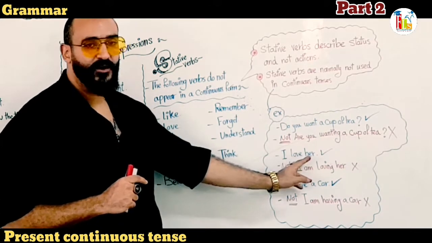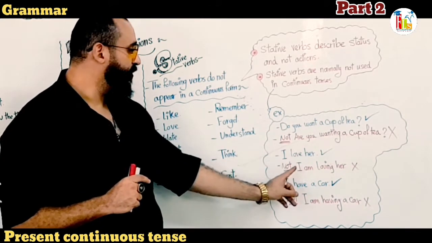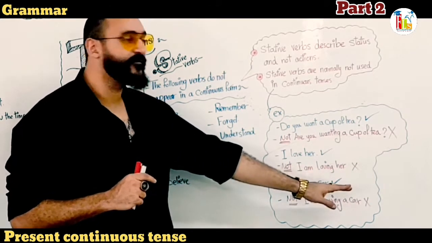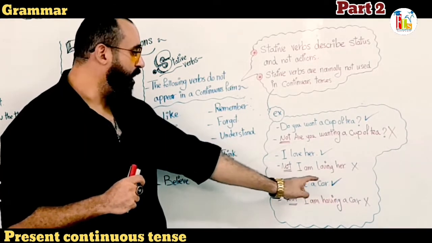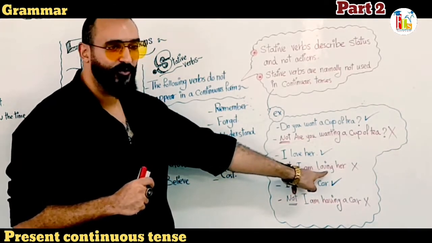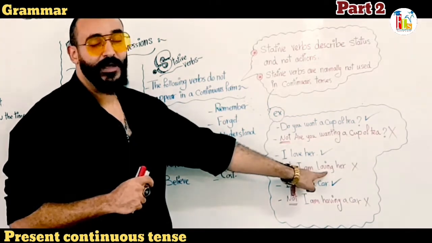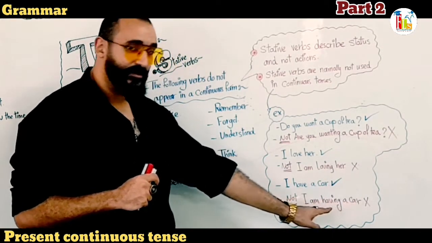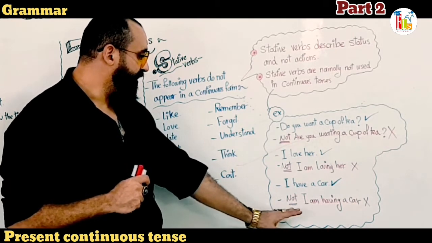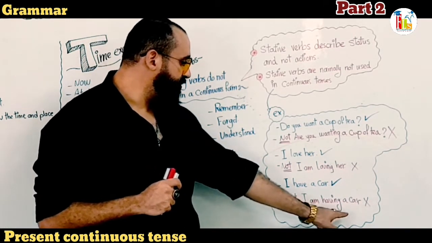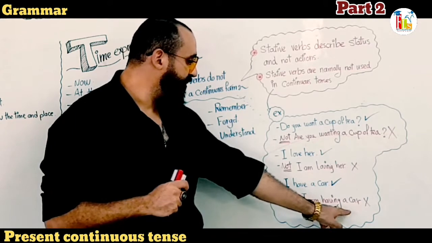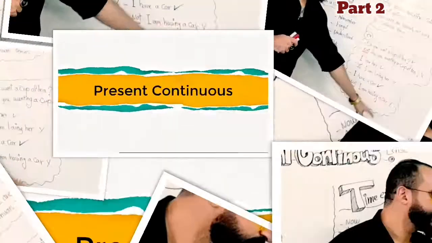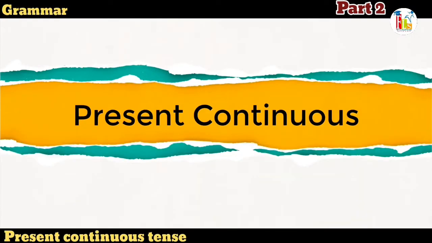I love her. This is the right form. I cannot say, I am loving her. No. Why can't we use this continuous form? Because it's a stative verb and love is one of the stative verbs. I have a car. This is correct. However, I cannot say, I am having a car. This is incorrect. Let's answer these questions together and let's go.